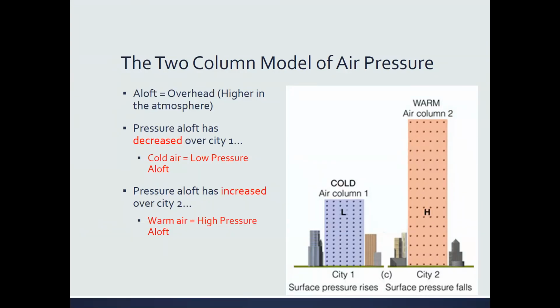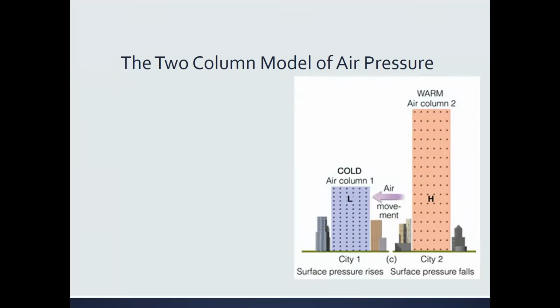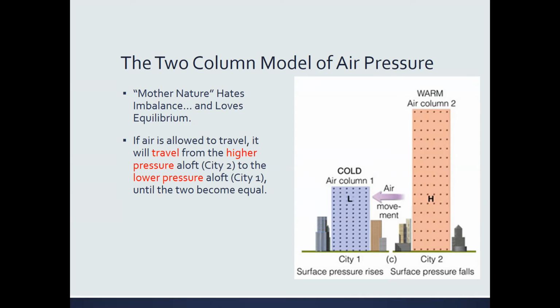This is all fine and dandy. But what actually happens if air is able to flow freely between these two columns? If we were to connect a hose allowing air to travel between these two columns? Well, Mother Nature hates imbalance. A natural system wants to achieve equilibrium. So, when you have high pressure in one area and low pressure in another area, air molecules will move in order to equalize those two pressures.